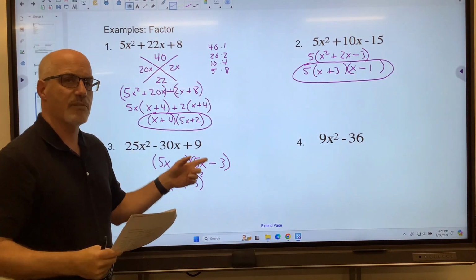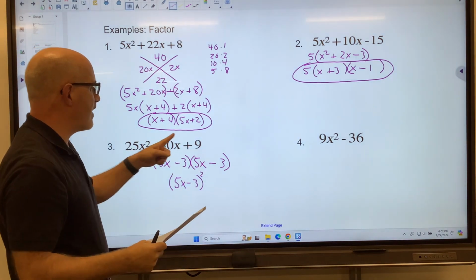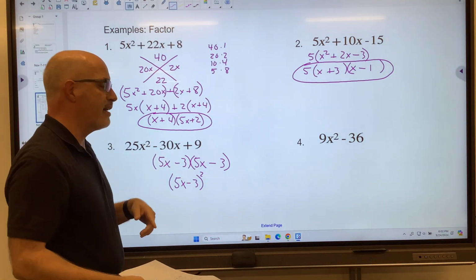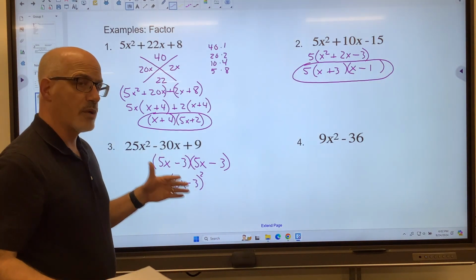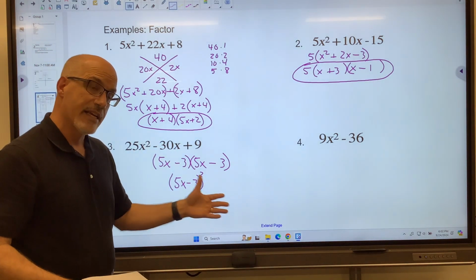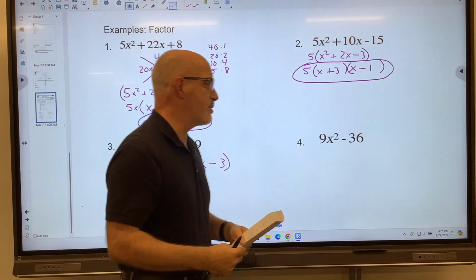You could do the x method on this, but 25 times 9 is a large number. To look for all the factors that would then add up to negative 3 would take a little bit of time. This is just a quicker first check to see if this possibly is the factorization.